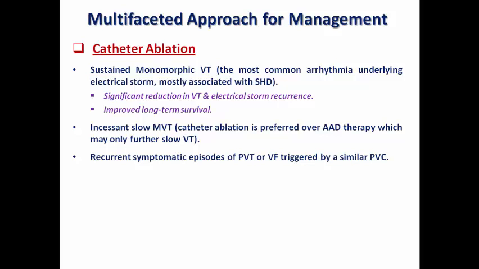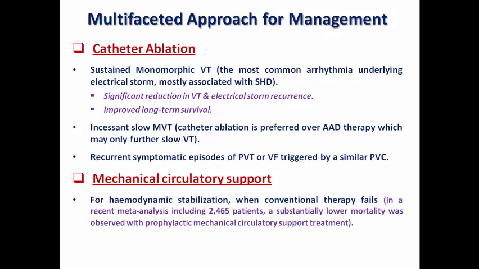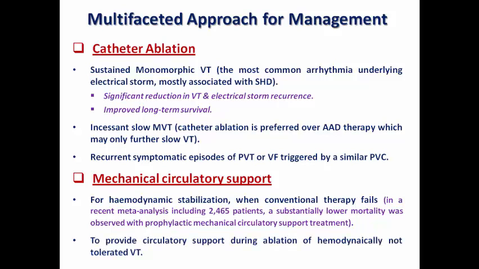And recurrent symptomatic episodes of polymorphic VT or VF triggered by a similar PVC morphology may benefit from catheter ablation. And in refractory cases, mechanical circulatory support may be necessary for hemodynamic stabilization if conventional therapy fails, as in a recent meta-analysis, it showed substantially lower mortality with prophylactic mechanical circulatory support treatment. It may also be used to provide circulatory support during ablation of hemodynamically not tolerated VT, as here the patient may develop hemodynamic instability during induction of the VT.